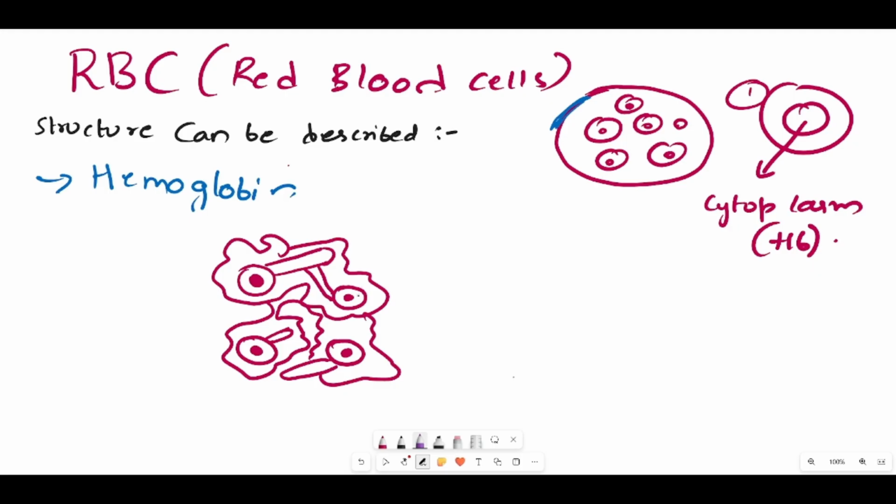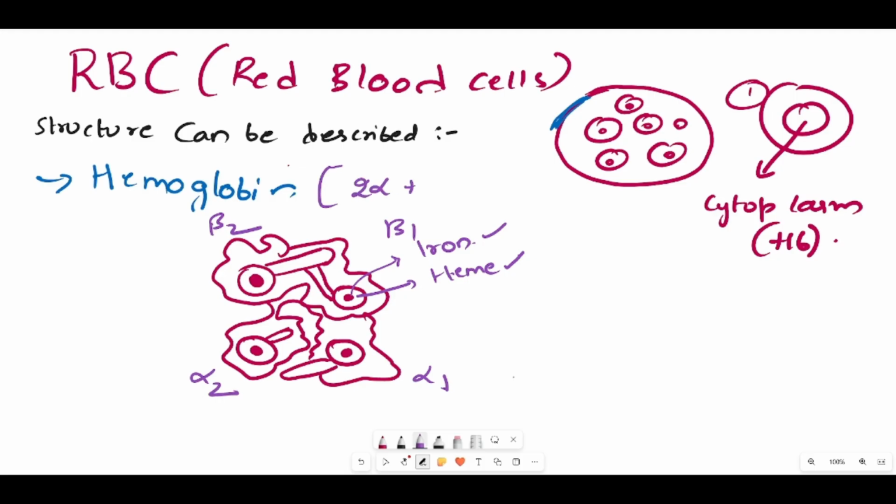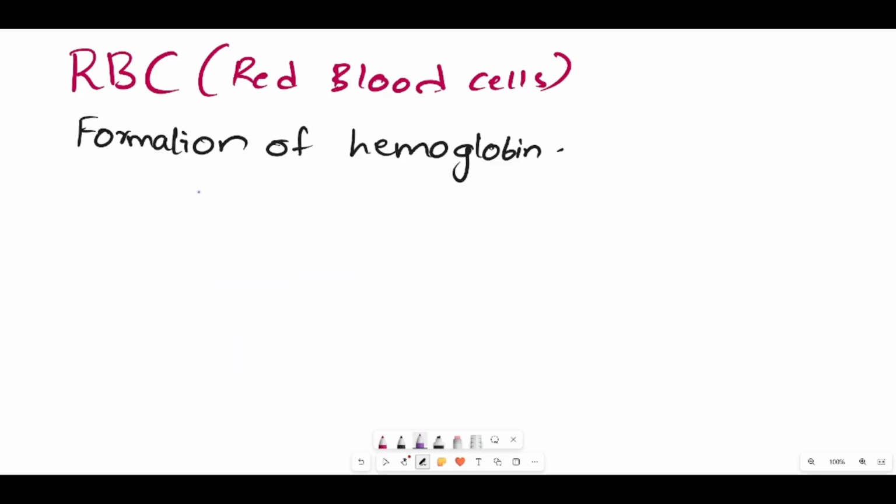Okay, so this outer part we will call the heme, and this inner part we will call the iron part. Outer part is the heme, inner part is called iron. Also, this one is alpha 1, this is alpha 2, this is beta 1, and this is beta 2 position. The hemoglobin's normal structure has two alphas and two betas in it. The iron which is inside it is Fe++.